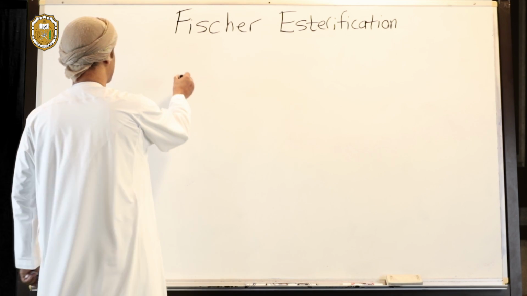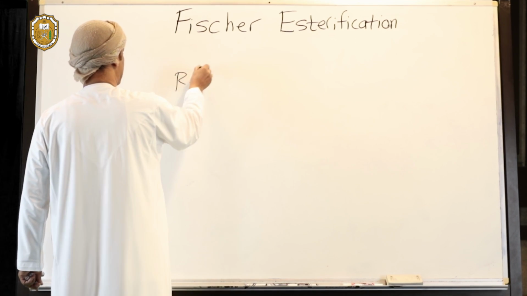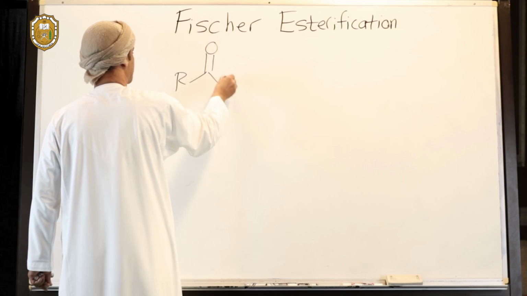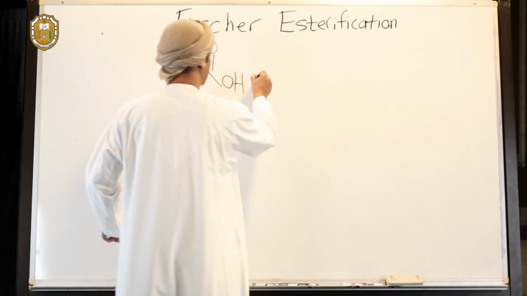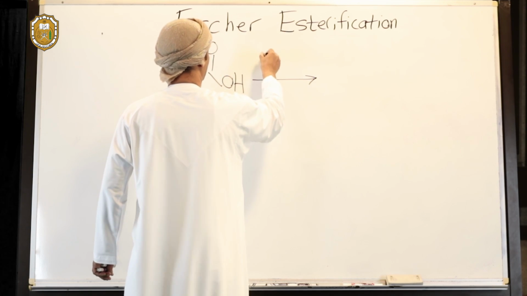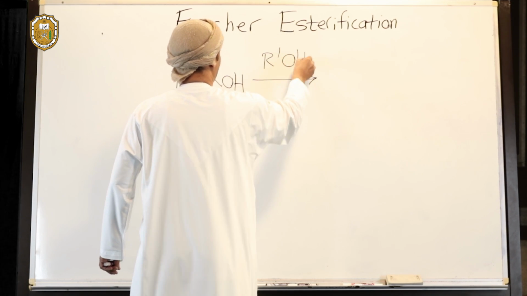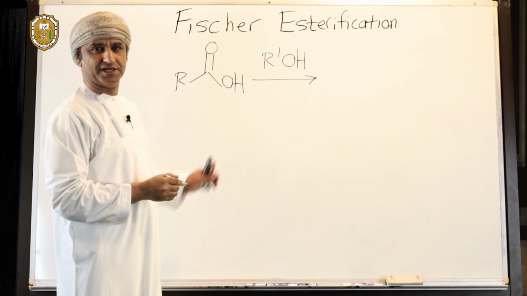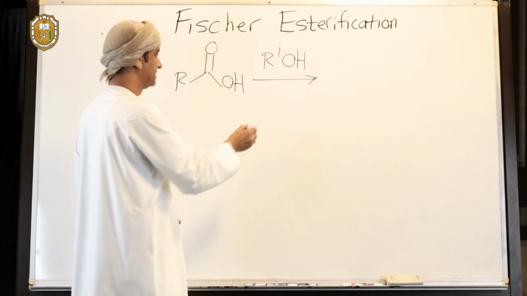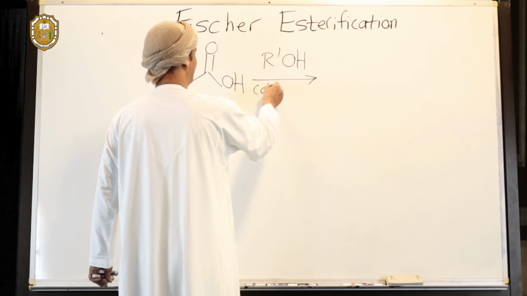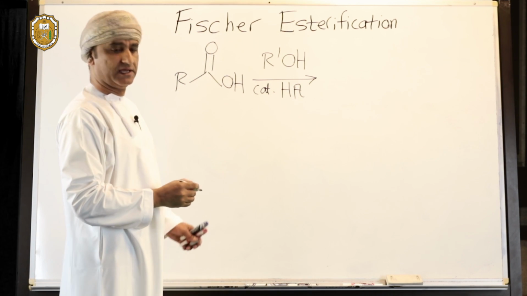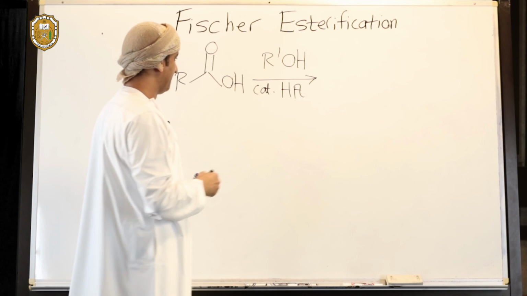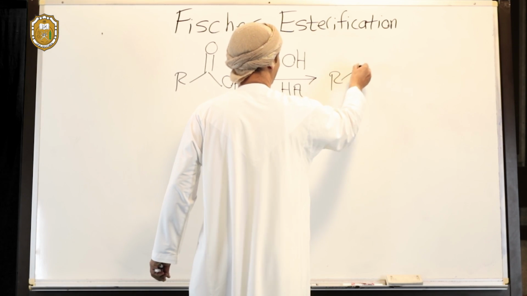So this is the general scheme. We take a carboxylic acid whose general structure is of this type. The carboxylic acid is treated with an alcohol whose general structure is ROH in the presence of catalytic acid, something like HA in general. And then we get the corresponding ester.